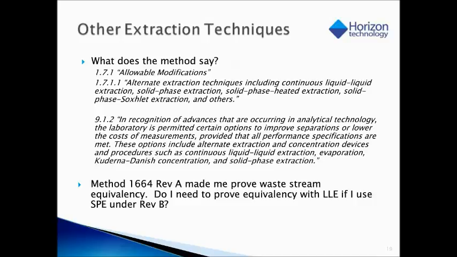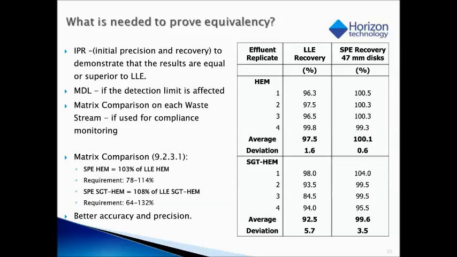Well, let's start by just examining what's needed to prove equivalency. In most cases, you're going to have to run an IPR, an initial precision and recovery test, and determine the MDL, a method detection limit, which is not really a big deal. But if you're going to use the data for compliance work, in revision A, you would normally need to run a matrix comparison for each waste stream.